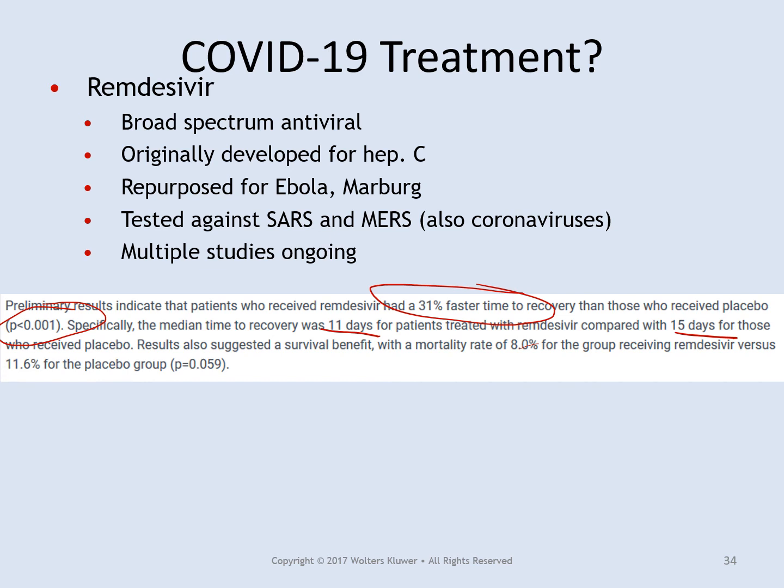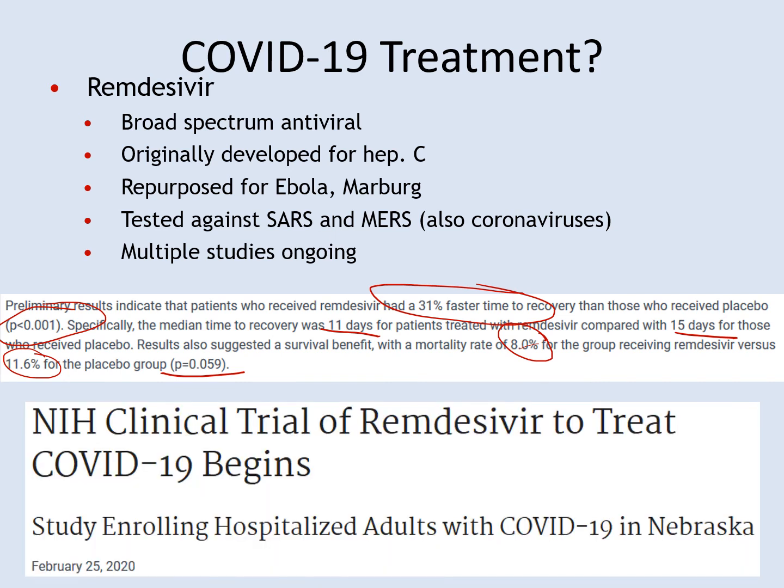And then mortality rate, only 8% of people on remdesivir died versus 11%, almost 12%, for the people who didn't get remdesivir. And again, this p-value right here is pretty good when we're looking at statistics. So overall, hopefully promising. There are, like I said, a lot of studies going on right now, and it will be a while until we figure out what is our go-to drug for treating this virus.